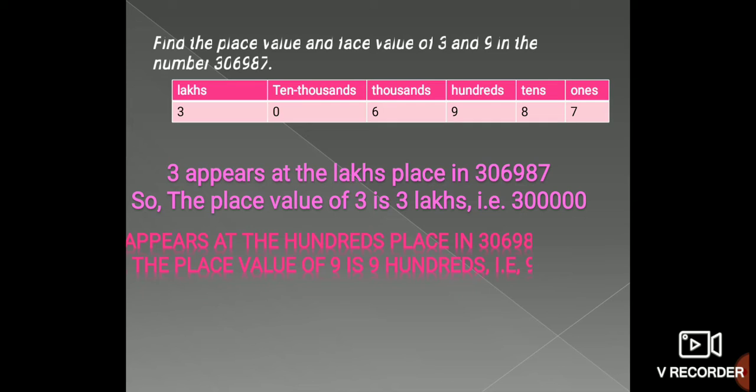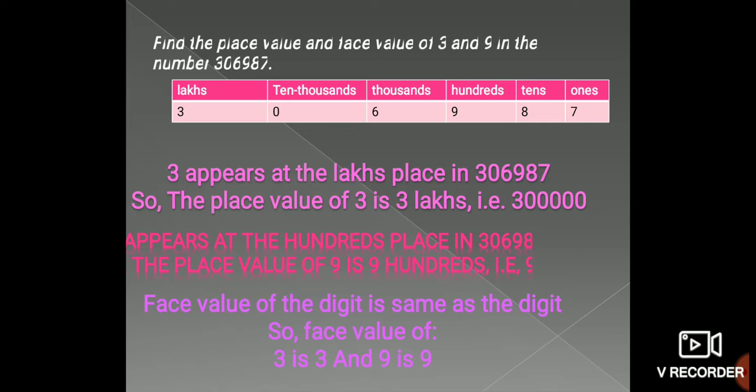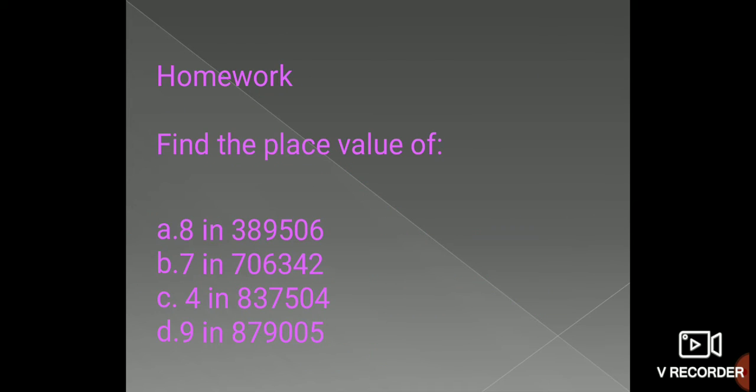9 appears at the hundreds place in 306987. The place value of 9 is 9 hundreds, that is 900. The face value of a digit is the same as the digit, so the face value of 3 is 3 and of 9 is 9. You can try these questions at your home.